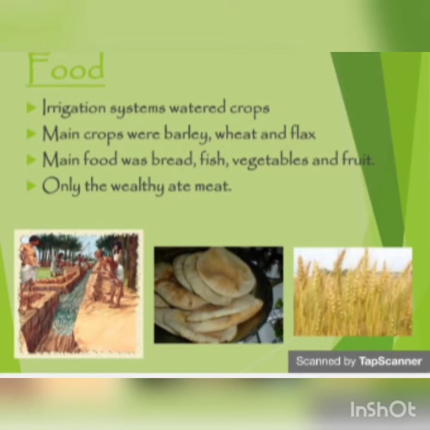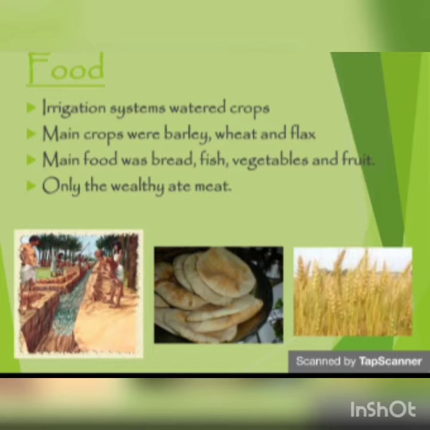Okay, the next one is about food. The irrigation system watered crops. They irrigated from the river Nile. And the main crops were barley, wheat and flax. And the main food was bread. So the wheat and barley were ground and used for making bread.